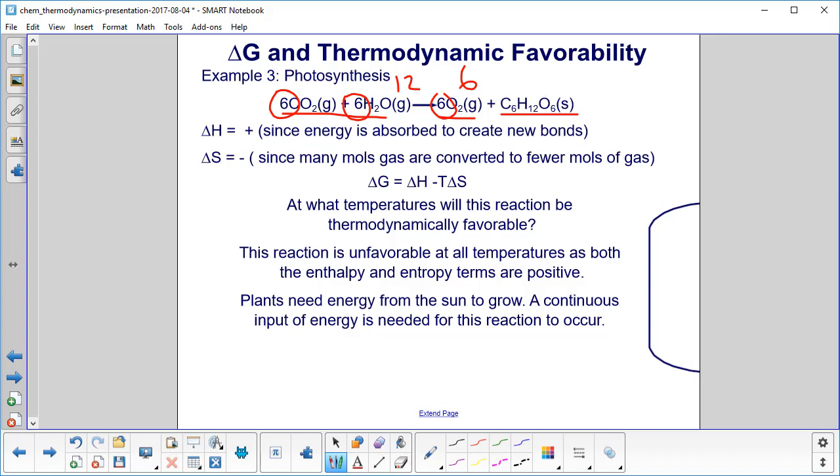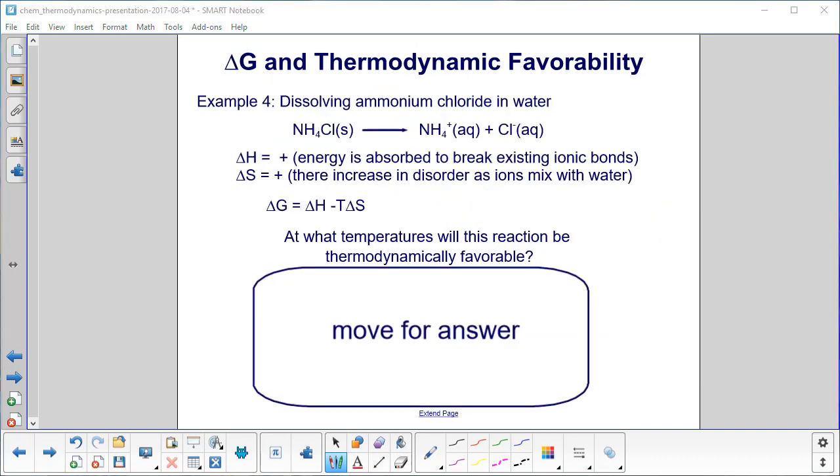So what do we mean by that? Well, delta H over here, that's positive. Now we said delta S is negative, okay, but we're multiplying it by negative T, negative times a negative, positive. So that's what we mean. There's your enthalpy term, here's your entropy term. Plants need energy from the sun to grow. A continuous input of energy is needed for this reaction to occur. Plants won't grow in the dark.